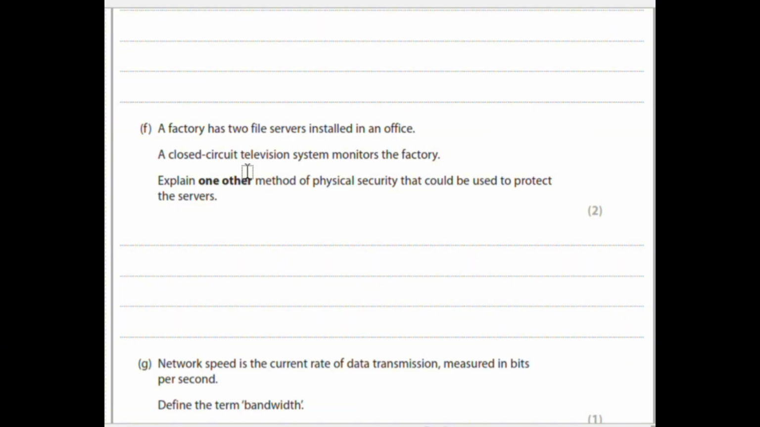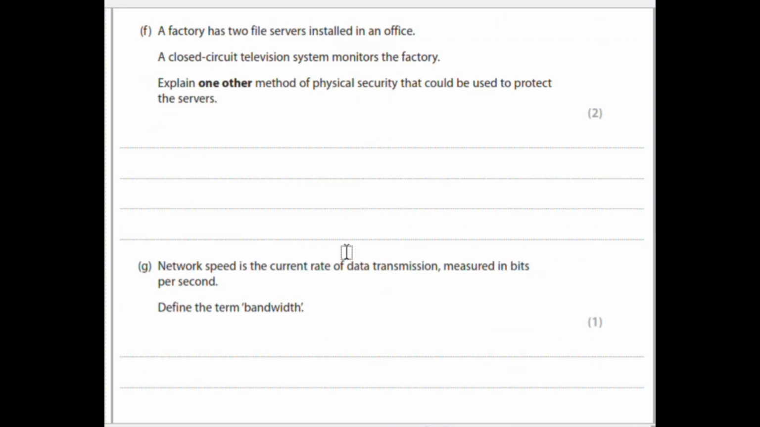And then a factory has two file servers installed in an office. A closed circuit television, hii inamaanisha CCTV, monitors the factory. Explain one other method of physical security that could be used to protect the servers. Yeah, kuna server imewekwa kwa ofisi mahali fulani, and then wameweka CCTV as one way of securing the system or the server.